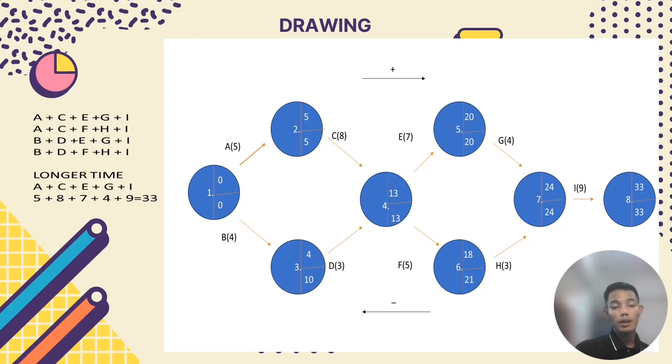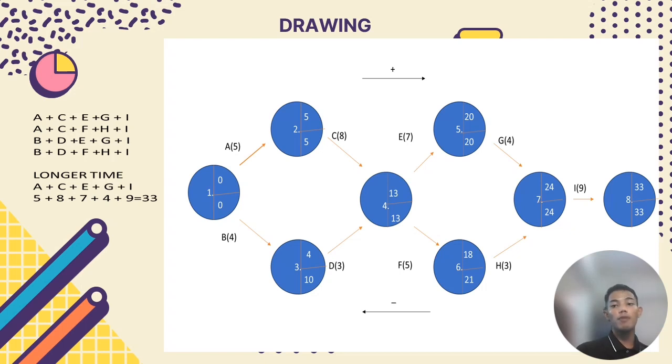Okay, based on the table, activity A and activity B have no predecessor activity, but A takes 5 time and B takes 4. So you write a 0 and 0 for the first circle. For circle number 2, 5 plus 0 you write 5. And for activity B, 0 plus 4 you get 4.